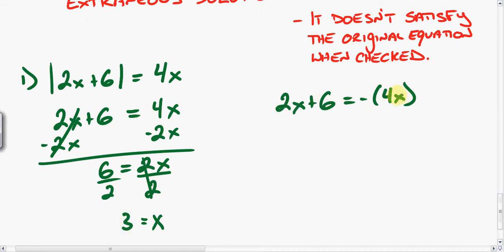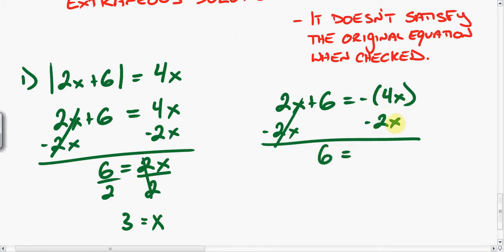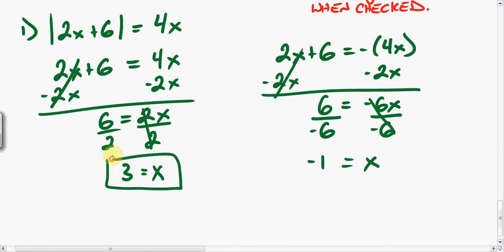Now I'm going to come to the other equation. We know 2x plus 6 equals the opposite of 4x, or negative 4x. I'm going to subtract 2x from each side. 2x minus 2x is 0. 6 equals negative 4x minus 2x, which is negative 6x. I want to detach the negative 6 from the x, so I'm going to divide both sides by negative 6. Negative 6 divided by negative 6 is 1, so those cancel. 6 divided by negative 6 is negative 1. So we've got two answers, x equals 3 and x equals negative 1.